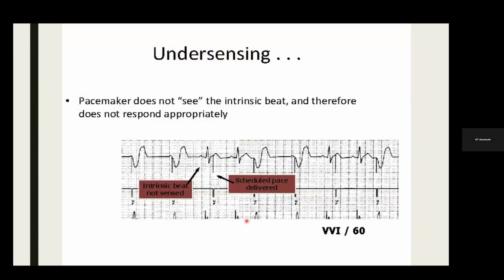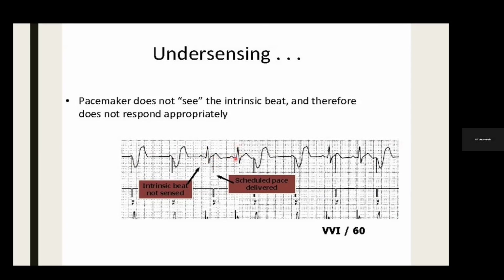With undersensing, there's an intrinsic beat, but the pacemaker does not see it. So here you have a paced beat. There's another paced beat here. Here you realize this is a narrow complex, so this is intrinsic rhythm. So ideally, the pacemaker should have sensed this and withheld its charge, but you realize that it has discharged a spike over here. Then there's more intrinsic activity.